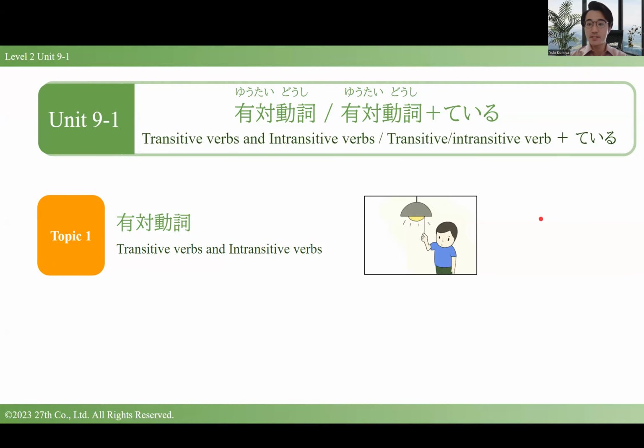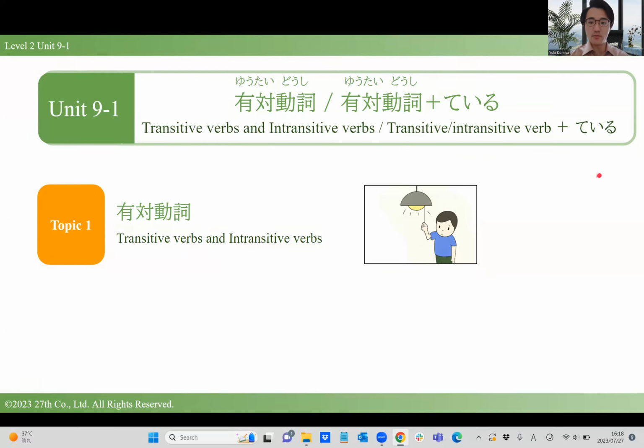Hi, 皆さん、こんにちは. This is Unit 9 and the first lesson. In this first lesson, we're going to be learning this new concept of transitive verbs and intransitive verbs. So what are transitive and intransitive verbs?